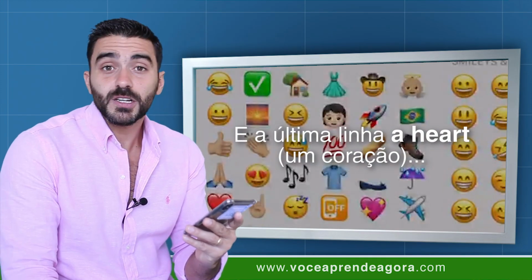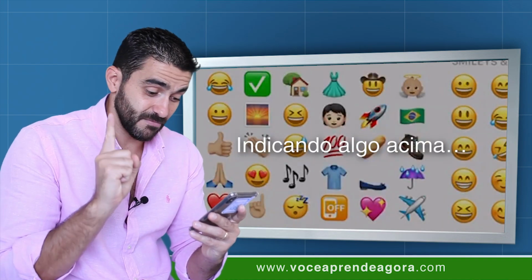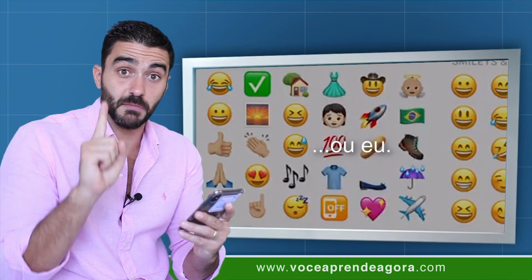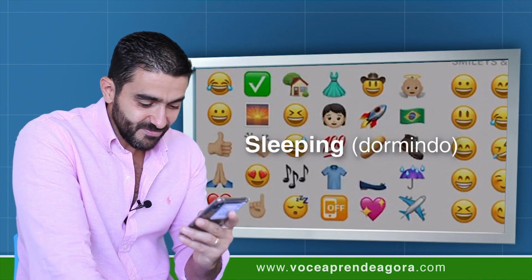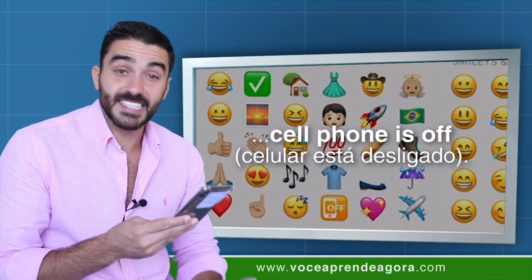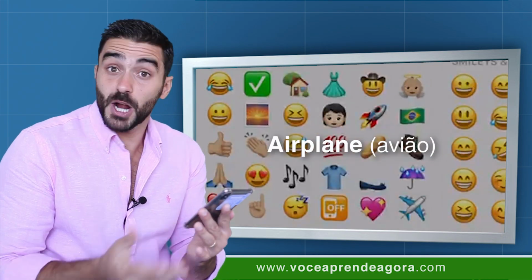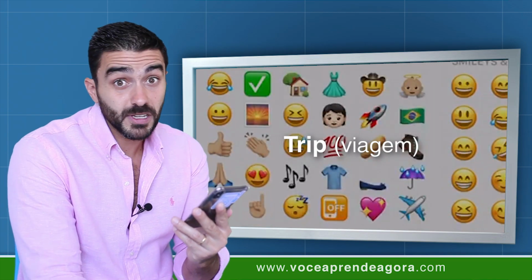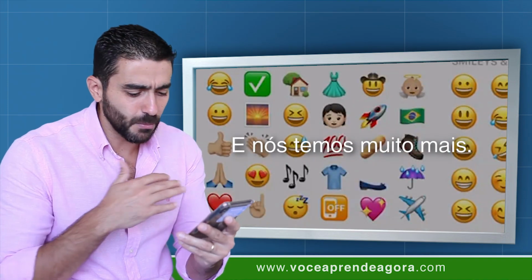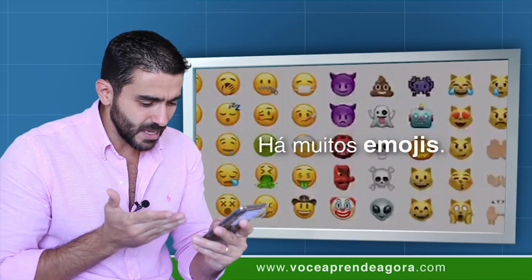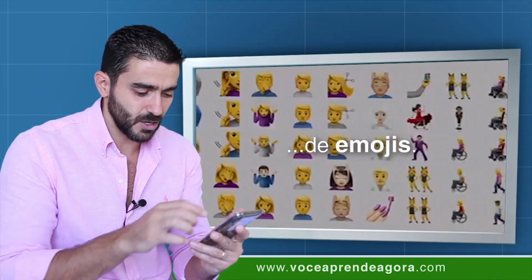and the last line, a heart, talking about love, passion, this finger indicating something up or indicating me, this one here sleeping, this one here indicating that the cell phone is off, another heart showing passion, love, an airplane, it shows a trip, it shows traveling, and we have a lot more. See, there are many emojis, a lot of them. You have a variety of emojis.